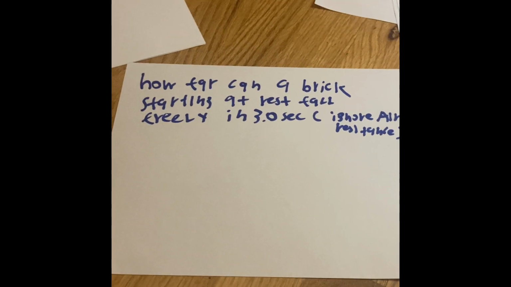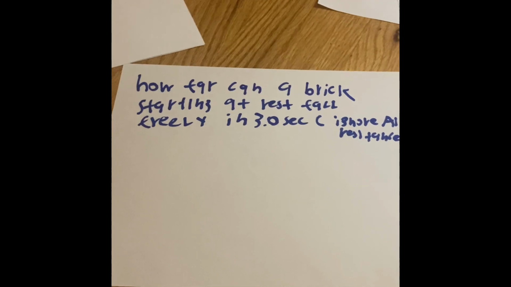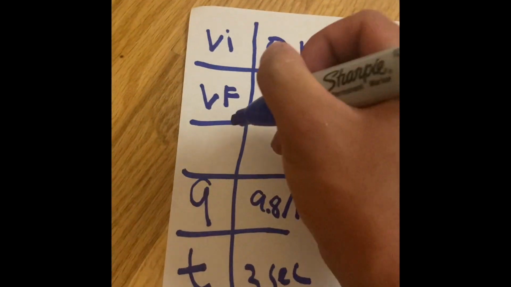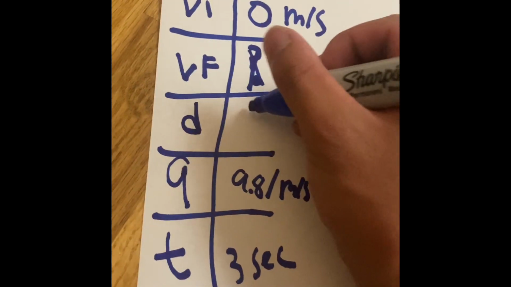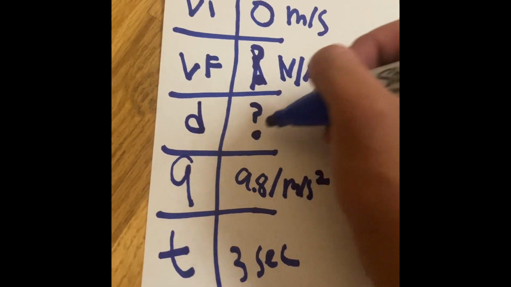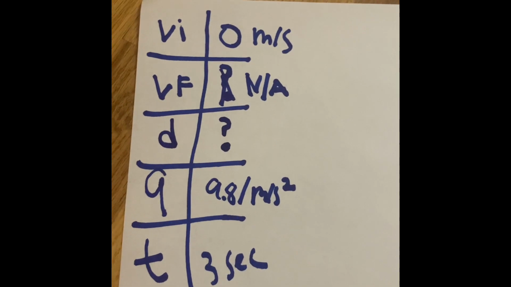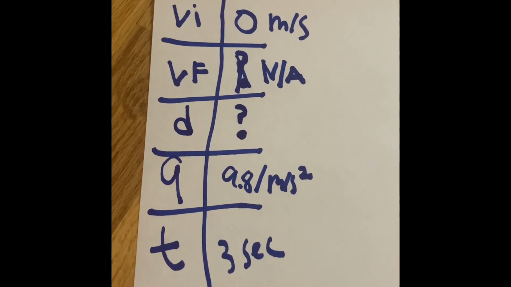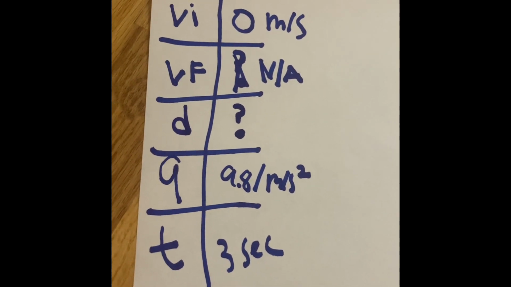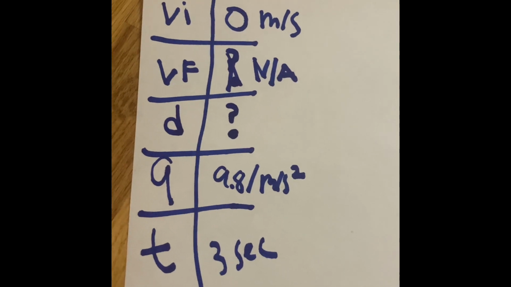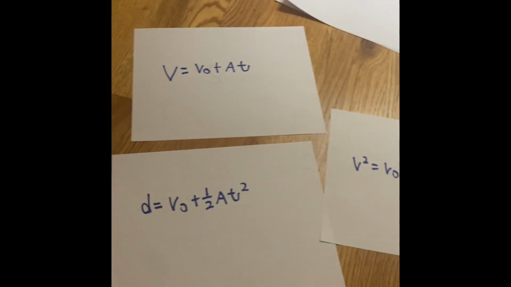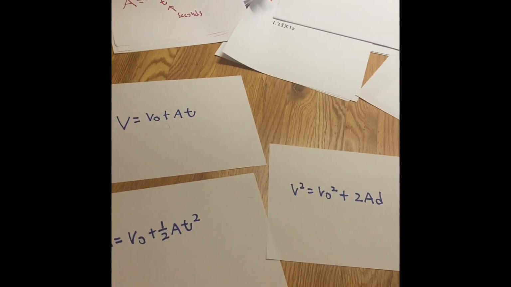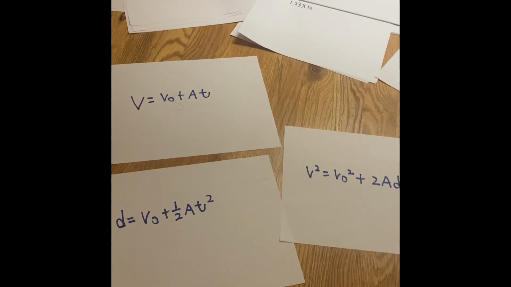The problem is we're trying to find the distance of how far the brick fell within the next 3 seconds. So we're trying to find out what D was. We're not trying to find the final velocity, even though we don't have it. But we are trying to find the D, which is our displacement, how far the brick fell. So now let's use the formulas. Which of the 3 formulas can we use to solve the problem?